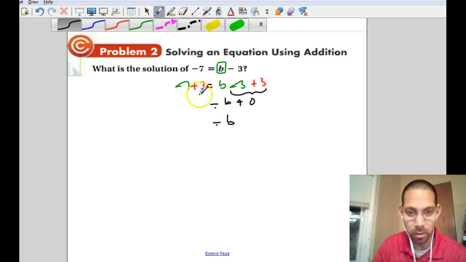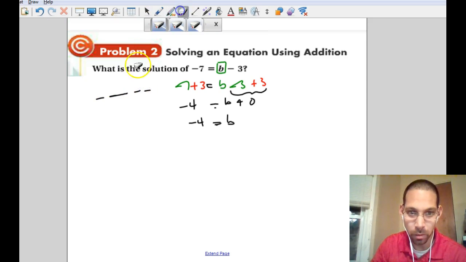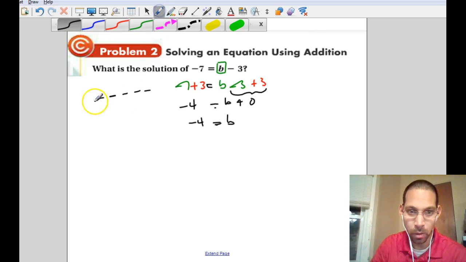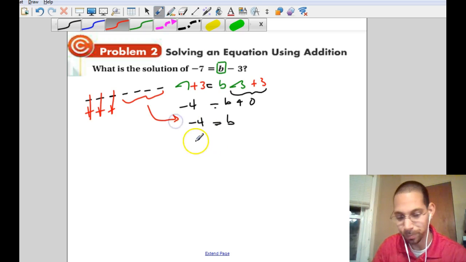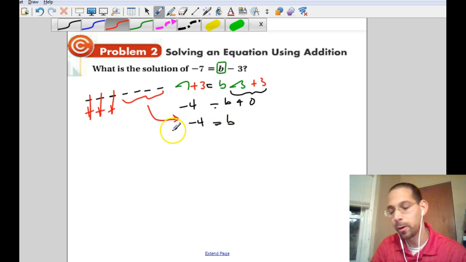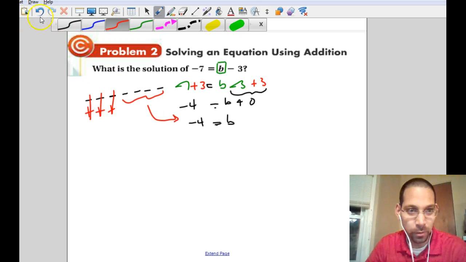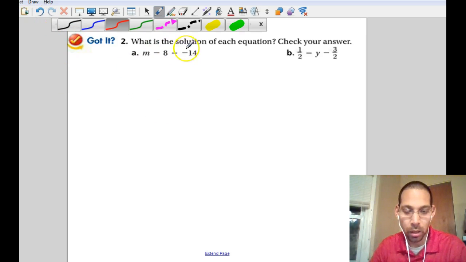A negative 7 and a plus 3 means there's going to be more negatives. And it says negative 4. If you need a more detailed explanation, there's negative 7. This is, let's see, 1, 2, 3, 4, 5, 6, 7 negatives. And you got 3 positives, 1, 2, 3. And you see that these become zeros, meaning there's 4 negatives left. And that's where this comes from. Okay, pretty basic. Hopefully you understand all of that stuff. You've seen it before. This should just be a good review.